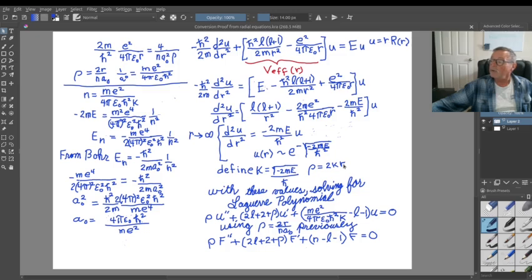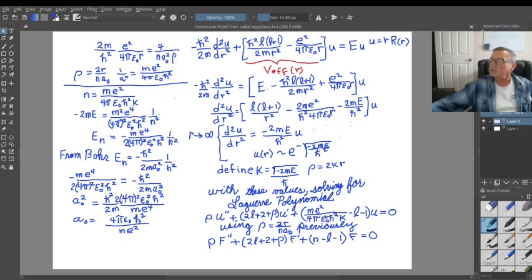So this is what we've got to think about. We had rho equals 2r over n a sub 0. Now we've got rho equals 2 times k, where it's this constant here, not too friendly, and then we've got the r variable there. With these values, if we solve to the Laguerre polynomial, this is what we would get.